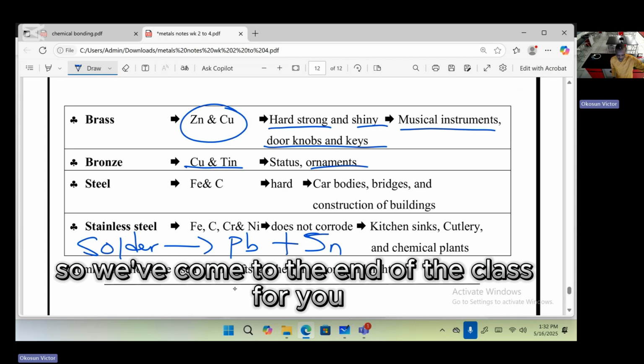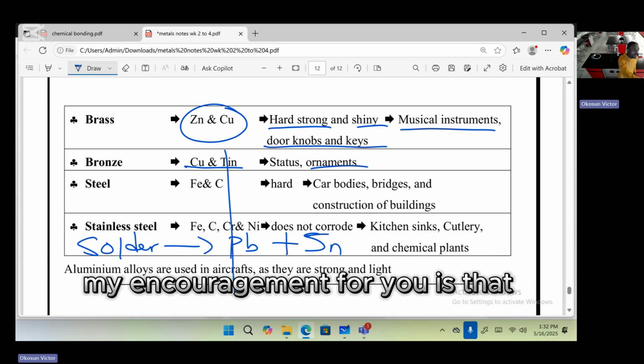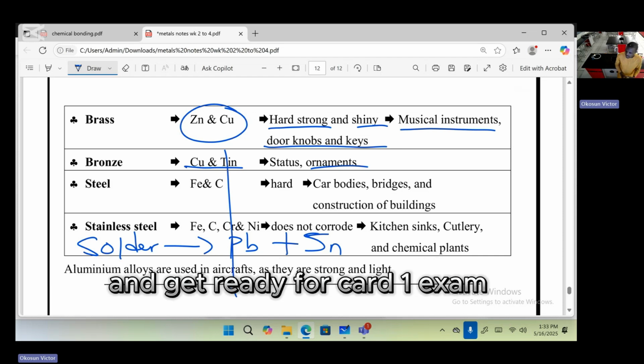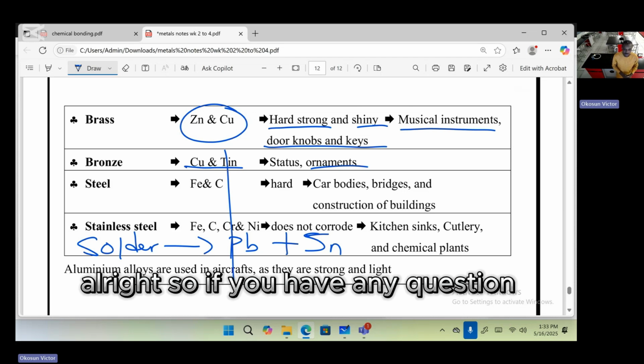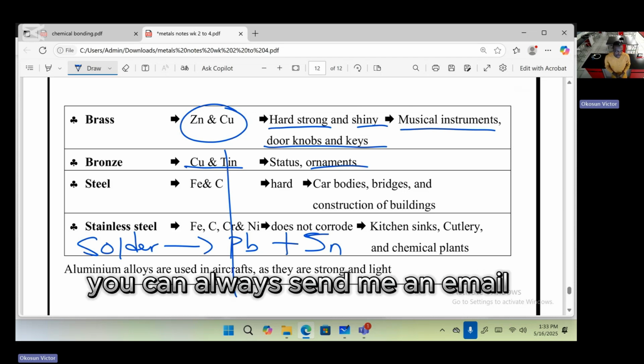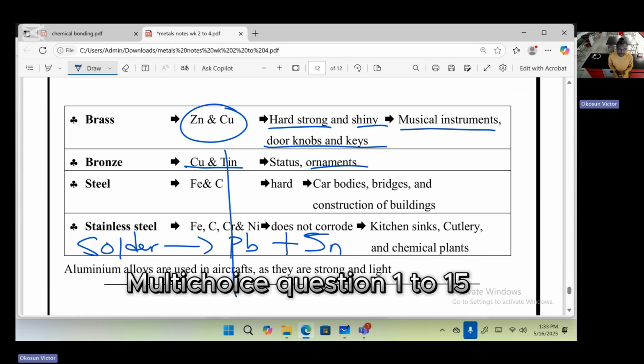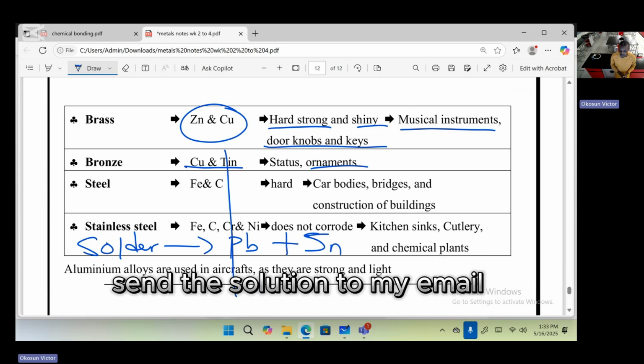Alright, so we've come to the end of the class. My encouragement for you is to read these notes that I've sent to you on Team and get ready for the CAT 1 exam, I think happening next week. If you have any question, you can always send me an email. There's an assignment on Team that you need to do, multiple choice questions 1 to 50. Send the solution to my email.